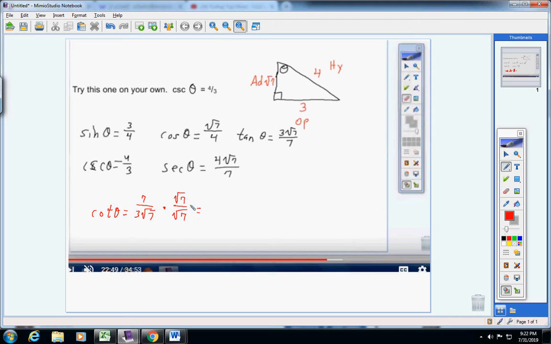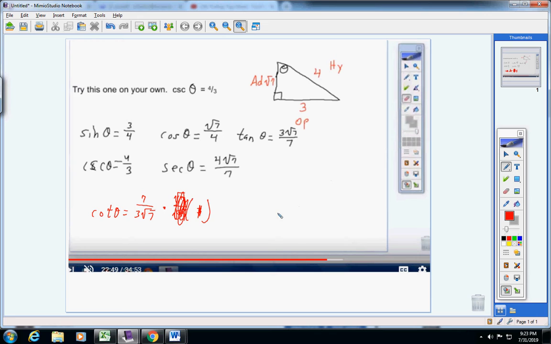Now that's legal to do, Gabrielle, because don't forget, anything over itself, like 5 over 5, really equals what? 1. 10 over 10 really equals what? 1. A million over a million really equals what? 1. So when I put square root of 7 over square root of 7, that's really 1. I'm really taking this fraction here times 1.